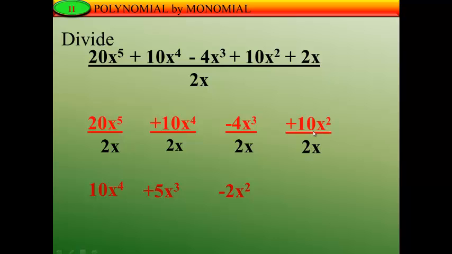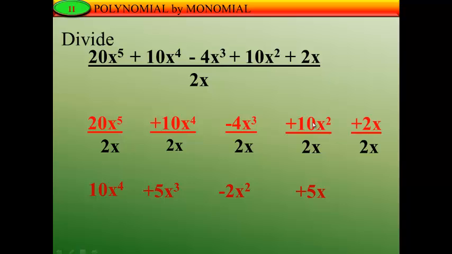10x squared divided by 2x. So 10 divided by 2 is 5. x squared divided by x is x. So we have 5x. Now, this last step, most students tend to cancel this one out and say the answer is 0, but that's wrong.